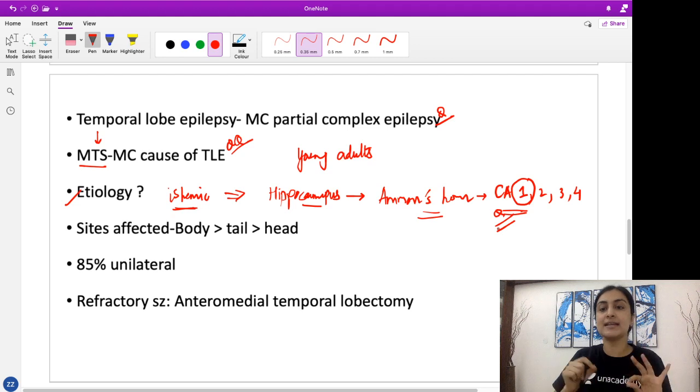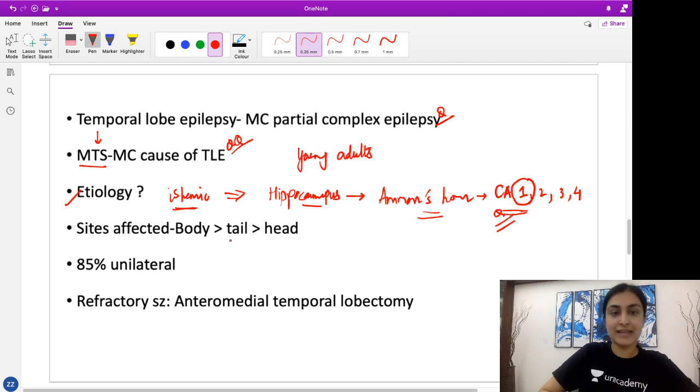Remember the area is CA1, and that is why CA1 also happens to be the most common area to be affected in MTS. So very important: the area most sensitive to ischemia happens to be most involved in MTS. That is why ischemic insult is the most commonly accepted hypothesis for the occurrence of MTS. With that brief, what about the sites which are affected?